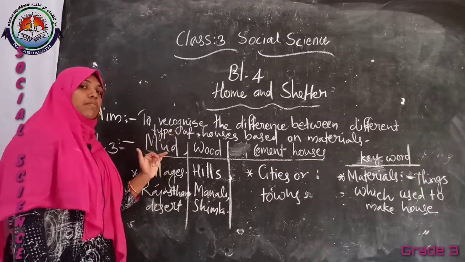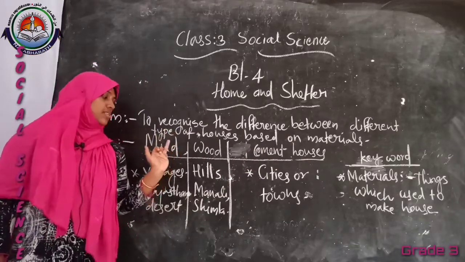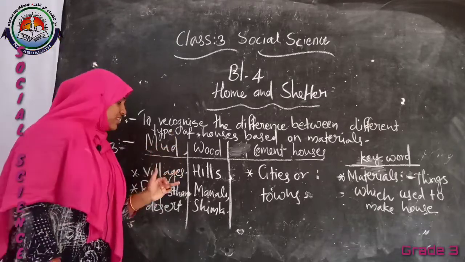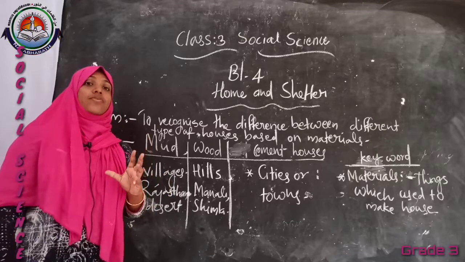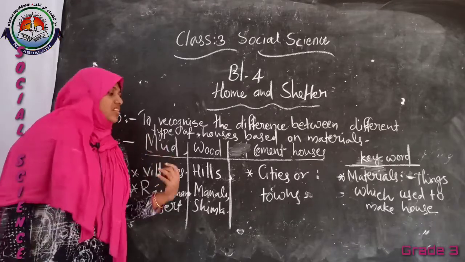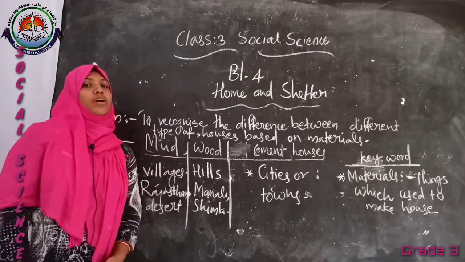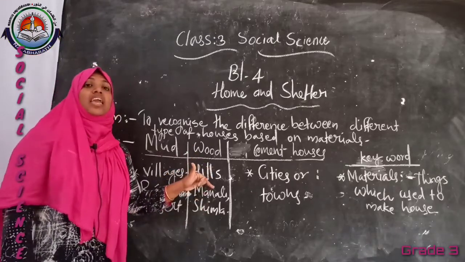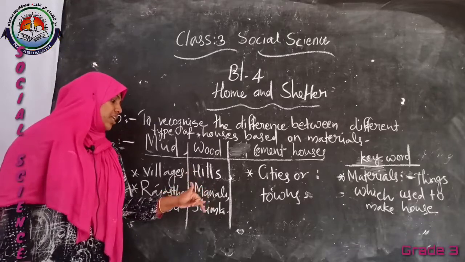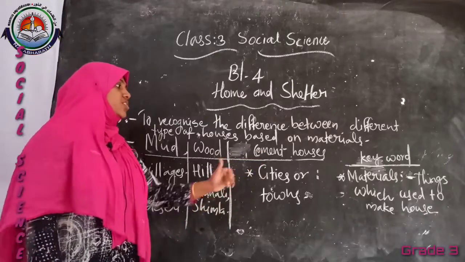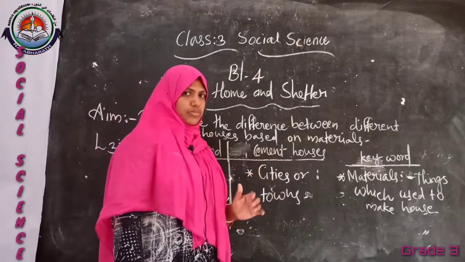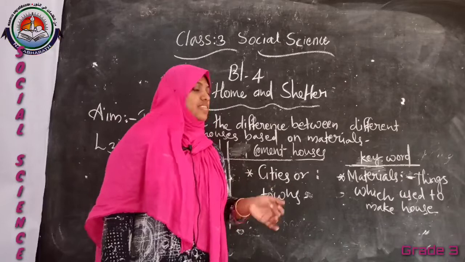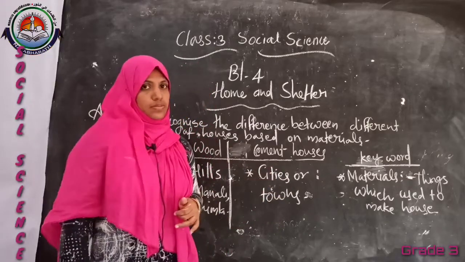The first one, mud house: we can find this kind of mud house in villages, mostly in the Rajasthan desert. Because of the hot climate, people make this kind of mud house. Then wood houses are made in hill stations like Manali and Shimla. Then the last one, cement houses, we can find in cities and towns. Understand?